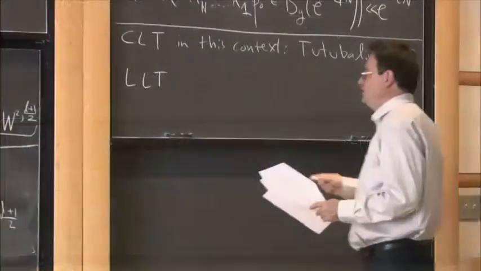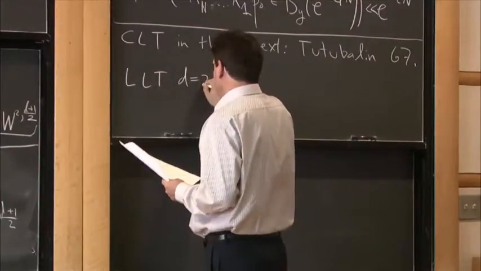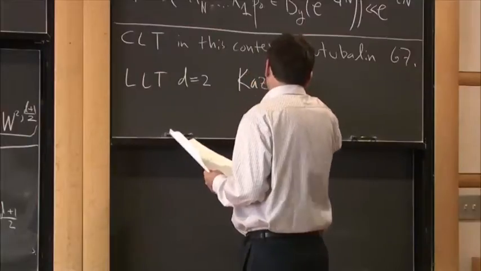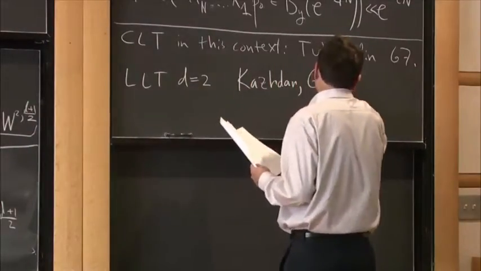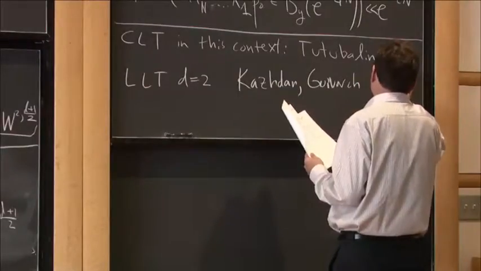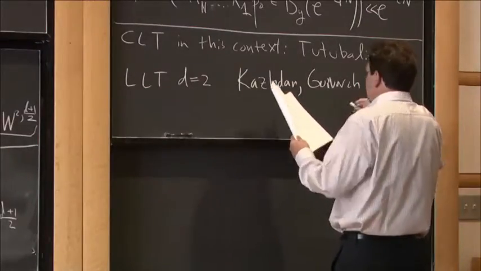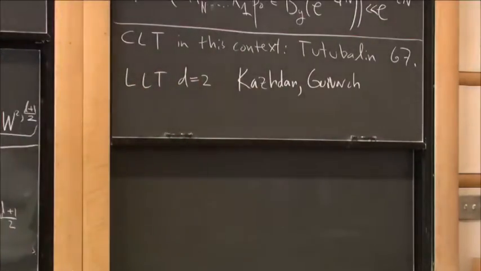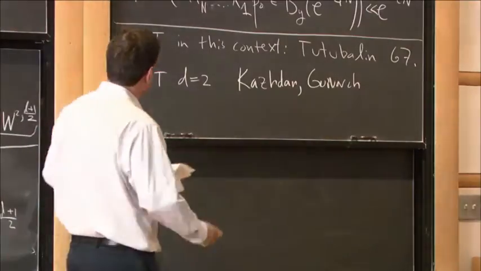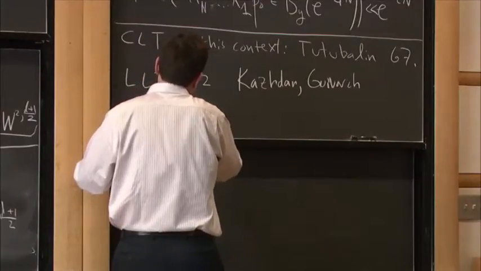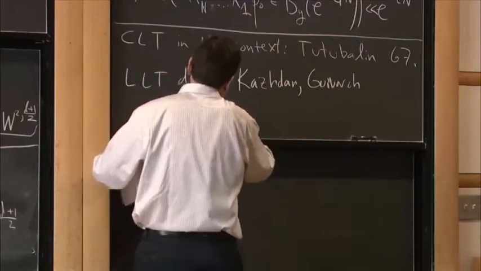This was also considered in the 60s. For d equals 2, it was proved by Kashdan and Givarsh, around the same time. Basically, I don't want to give a precise date, but around the same time. For general d, it was fairly well known to be an open problem until Varju solved it for d greater than 2.